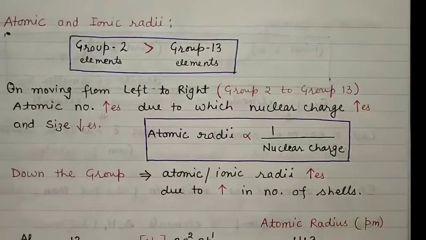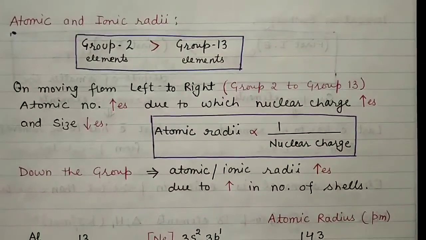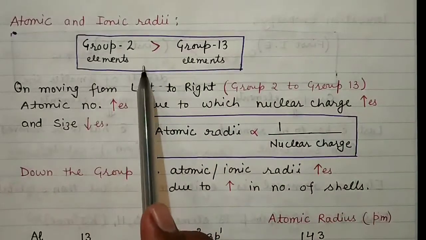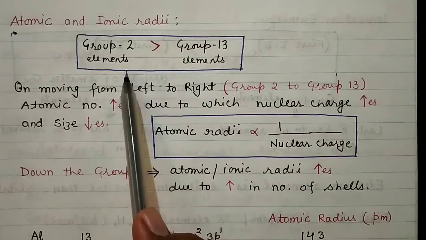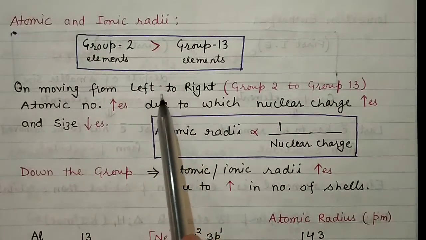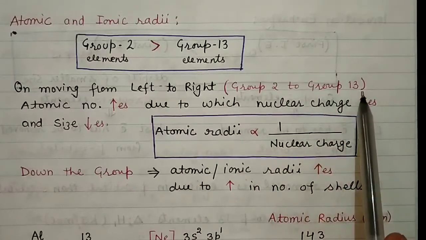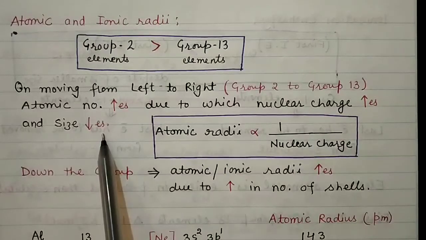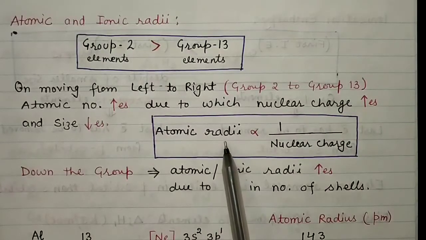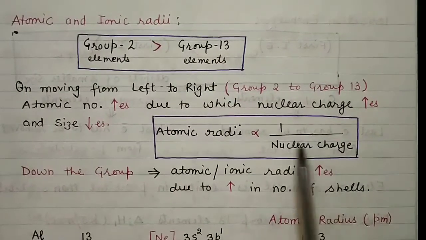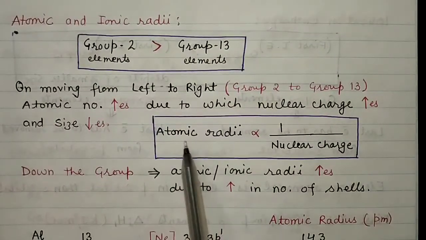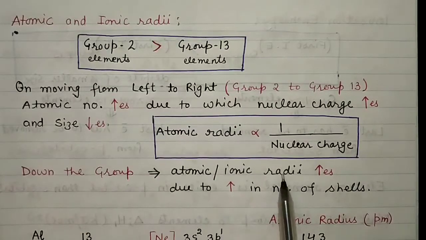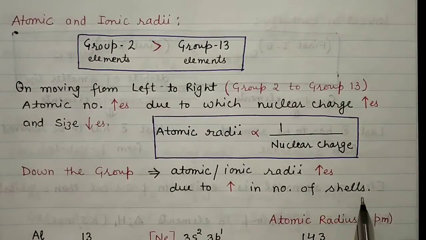Now if you look at the atomic and ionic radii, group 13 elements have lower atomic and ionic radii in comparison to the group 2 elements. As we move from left to right in a period, from group 2 to group 13, atomic number increases, due to which the nuclear charge increases and size decreases. We have the relationship that atomic radius is inversely proportional to nuclear charge. The higher the nuclear charge, the lower the atomic radius will be. And we know down the group, atomic or ionic radii increase due to the increase in the number of shells.